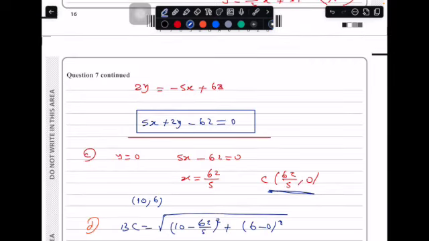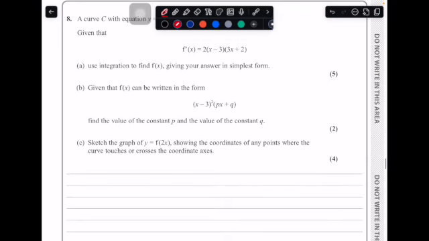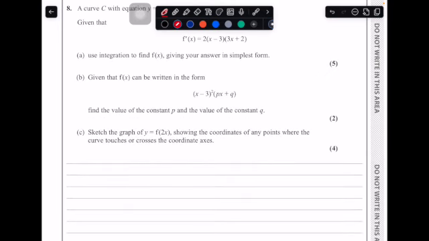So to find the area of the rectangle is base times height. Find the perpendicular side and do it. Number 8. A curve C with the equation y equals f of x passes through the point R (4, 13), given that f dash of x is equal to 2 times (x minus 3) times (3x plus 2). Use integration to find f of x, giving your answer in simplest form.